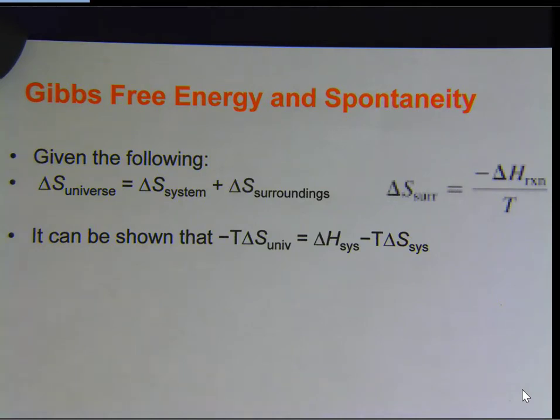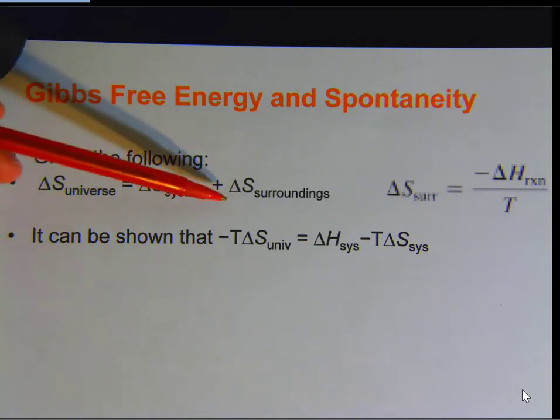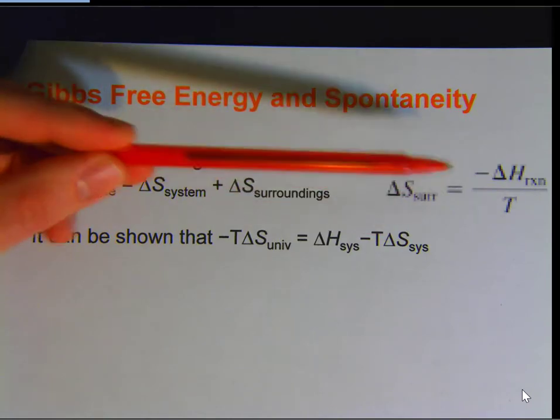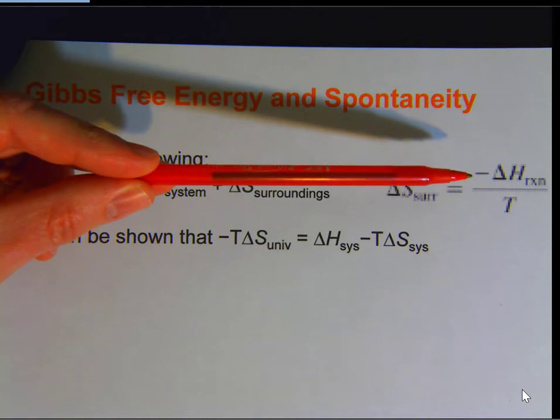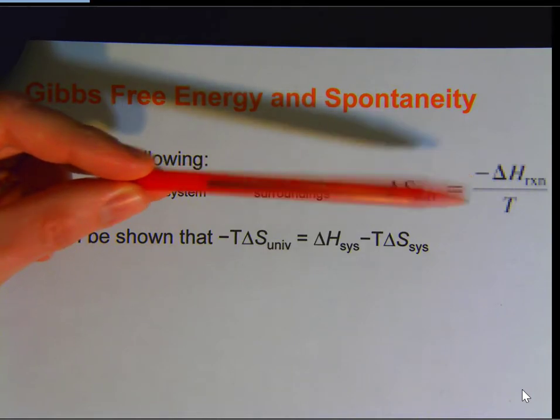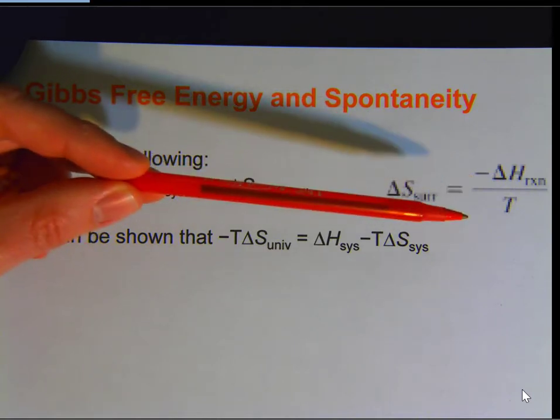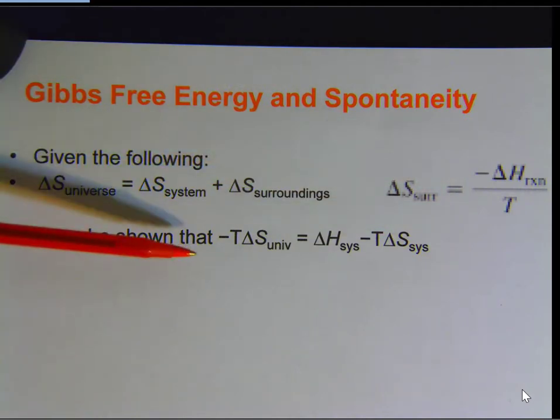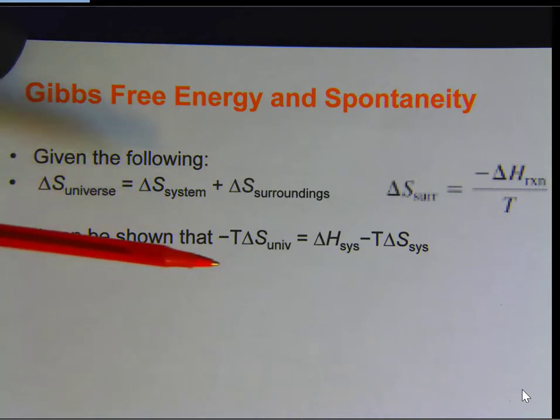So we're given this equation. The change in entropy of the universe is equal to the change in entropy of the system plus the change in entropy of the surroundings. We've also shown that the change in entropy of the surroundings is equal to the negative enthalpy change of the reaction divided by the temperature. What we want to do is get from this equation to this equation, and then we'll see how we get from this equation to the Gibbs free energy.